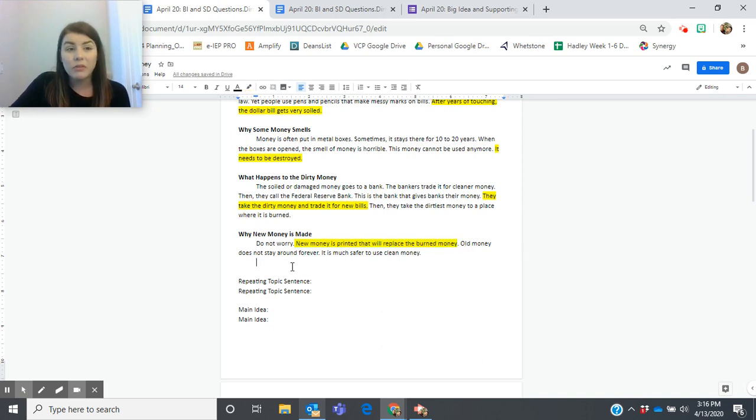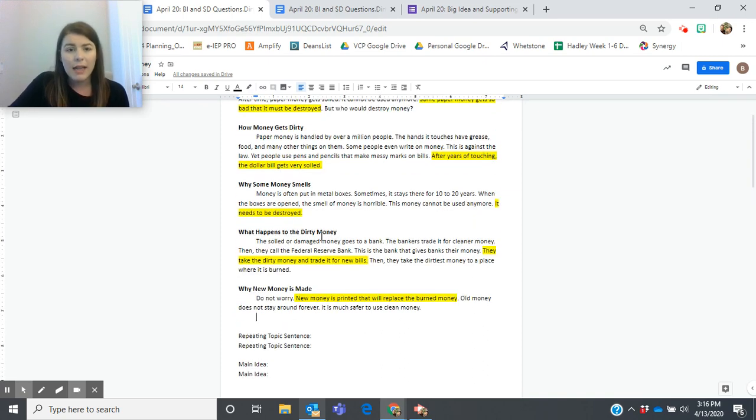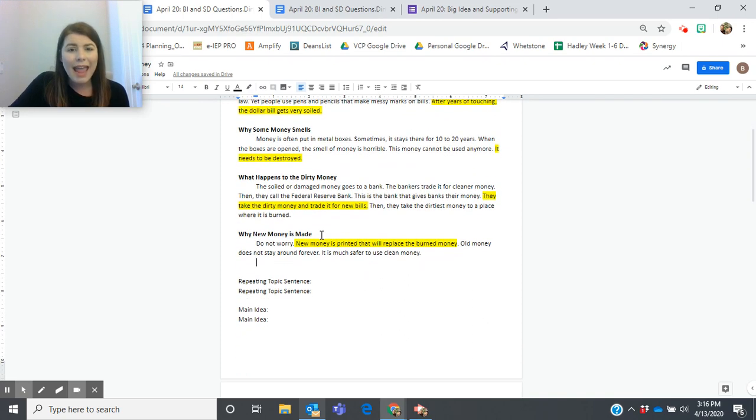I know that as a good reader, I always want to try to figure out what the main idea of an informational text is. I can find the main idea by looking at the topic sentences that I've highlighted and seeing if there are any topic sentences that have repeated themselves throughout the text.